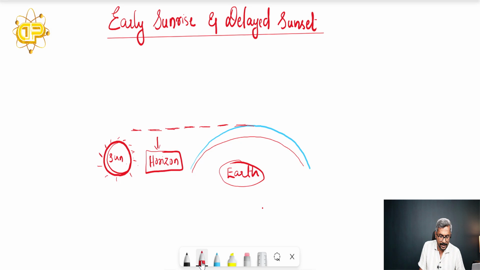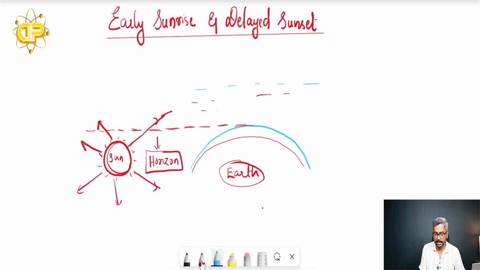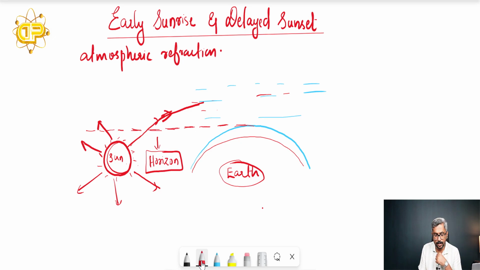Just imagine that the sun is below the horizon. The sun rays will come out in all directions, and as soon as they come out, you can see that they enter the Earth's atmosphere. This is Earth's atmosphere. As soon as the sunlight enters the Earth's atmosphere, it undergoes atmospheric refraction. It's not that it seems to bend, it actually bends, bends there, bends there, bends there, like that.